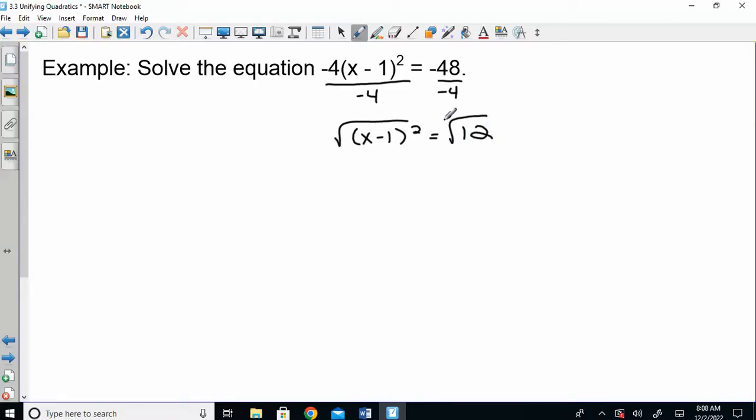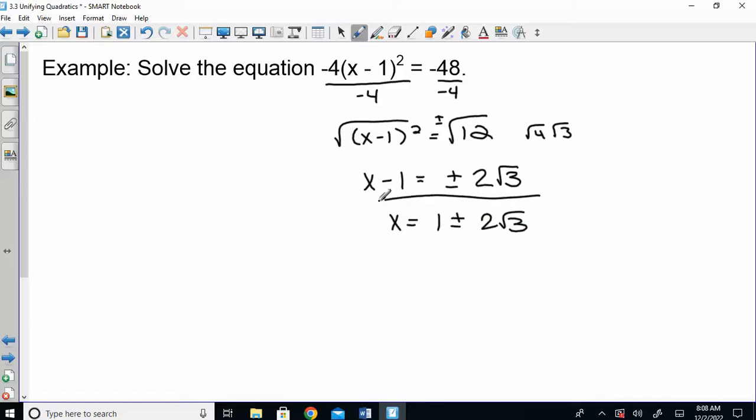Anytime we add a square root, we need a plus and a minus with that. So we get x minus 1 equals plus or minus. How would we break apart 12? 4 and 3. So 2 radical 3. And then what would we do? Add the 1. So I get 1 plus or minus 2 radical 3.